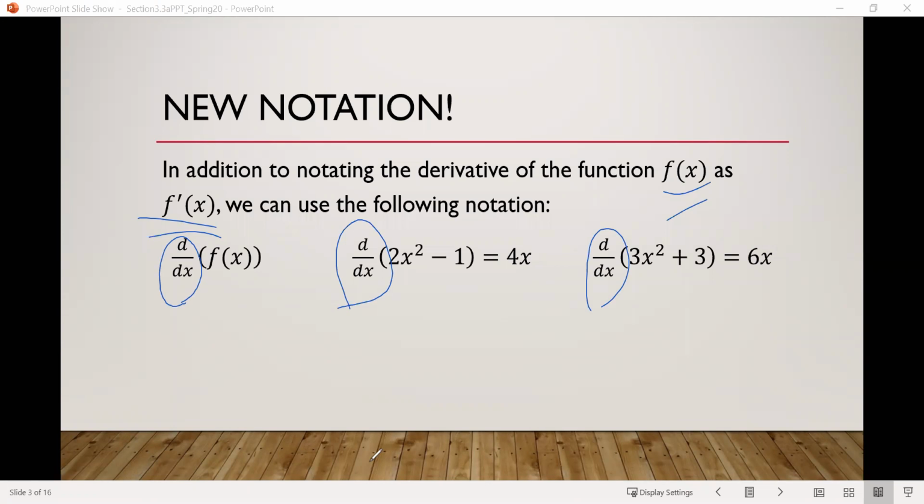Notice in that first one, d dx of 2x squared. If we put that through the limit definition of the derivative, it's 4x. On the second one, d dx of 3x squared plus 3, put through our limit definition, we'll get 6x in this case. So again, d dx means we're talking about derivatives.